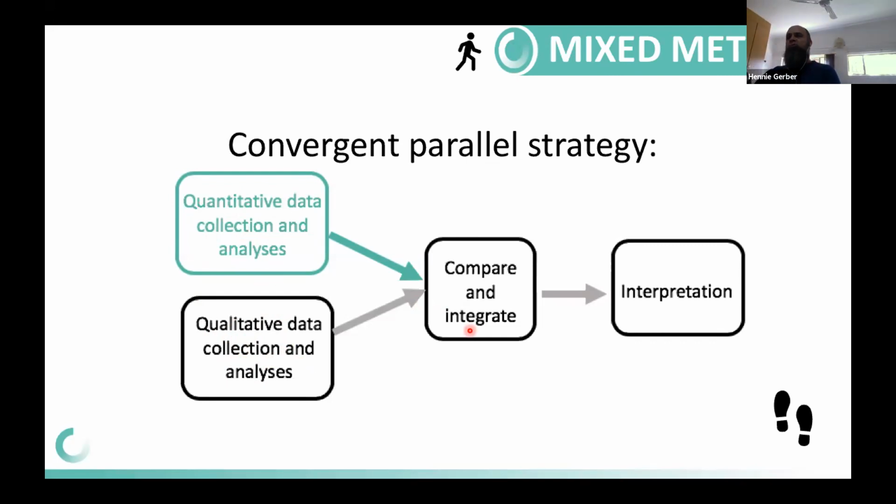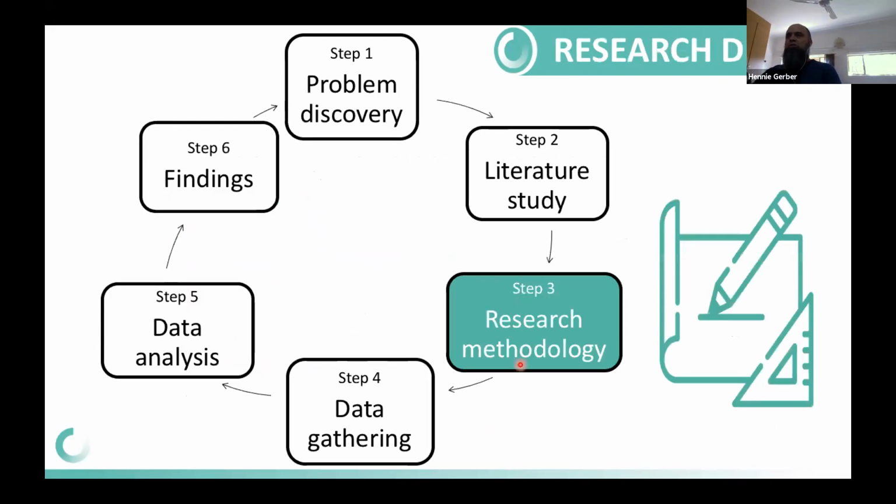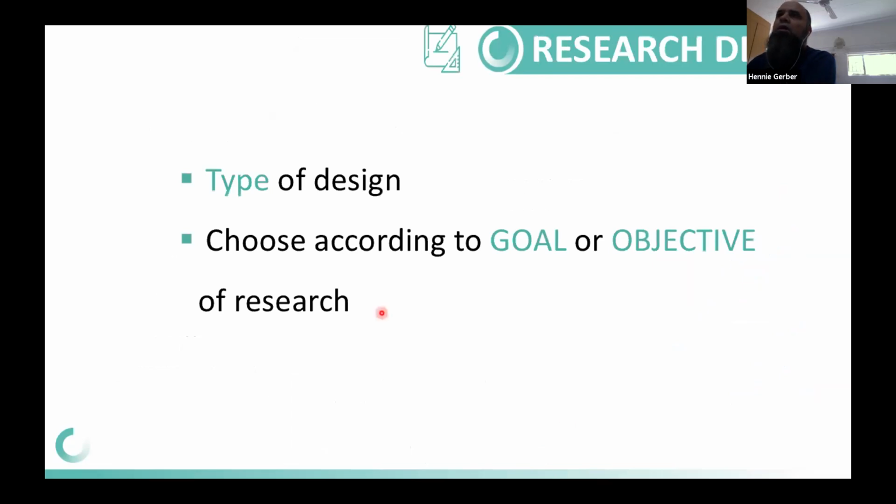So that's your different approaches. We're still busy with research methodology. So we looked at our approach. Is it quantitative, qualitative, or mixed method? Now we want to look at our research design or type of research design. I'm just looking at quantitative now. So your type of research design, how will you decide on your type of research design? You will choose it according to the goal or objective of your research. This is how you choose your type of research design.